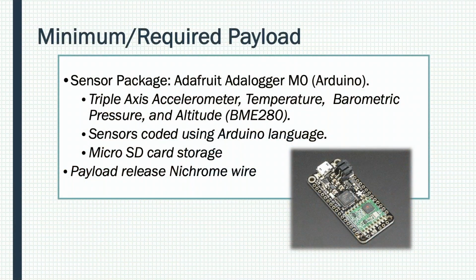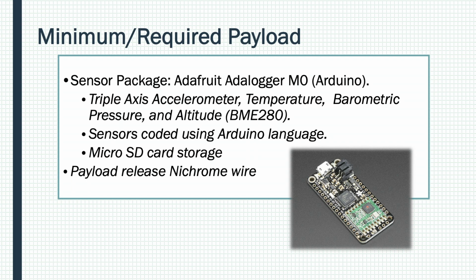So what we have here is our sensor package, and we're using the Arduino, the Adafruit Adalogger M0. And as far as our sensors go, we have the accelerometer, the temperature, the barometric pressure, and the altitude sensors, and they're all coded using the Arduino. And we also have the micro SD card.